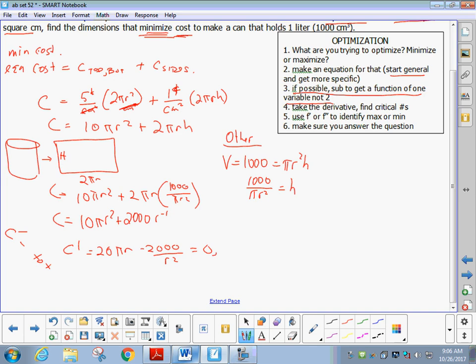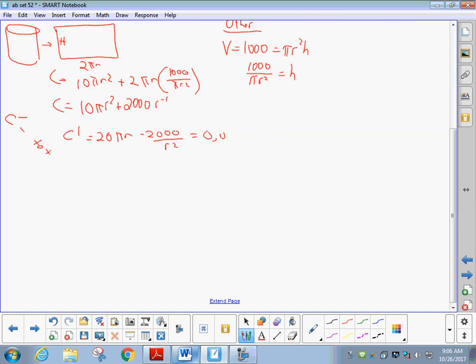I need to know where this is 0 or undefined for critical numbers before I can sign test. So I don't like fractions, and I don't like sums. I need to sign test on a product if I can. So if I get a common denominator, it'd be 20 pi r cubed minus 2,000, right? In terms of critical numbers, C prime is undefined if r is 0. But obviously that's stupid because that's not a very good can, is it? That's really a minimum volume.